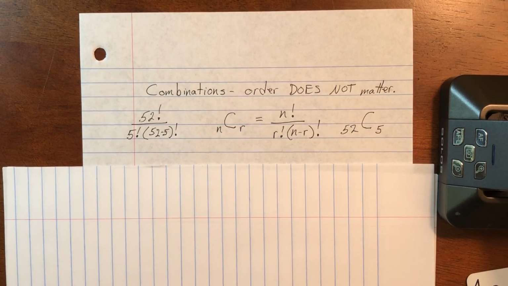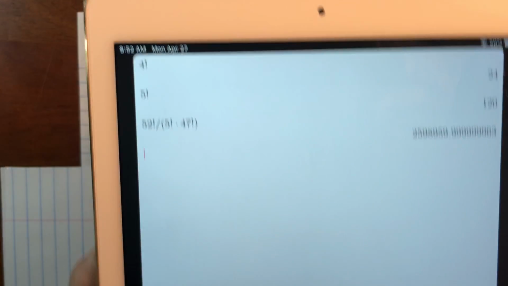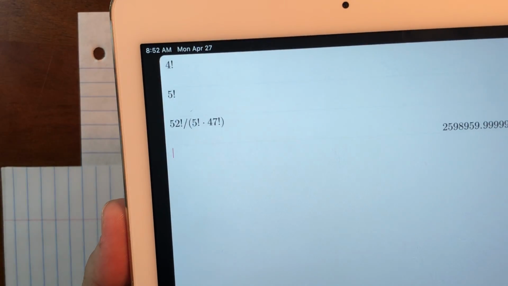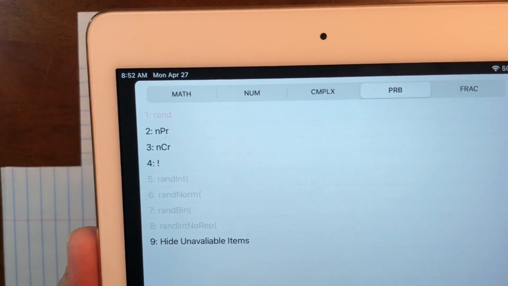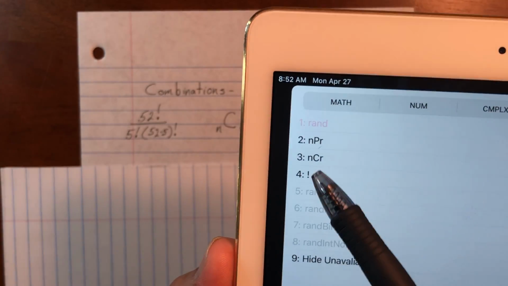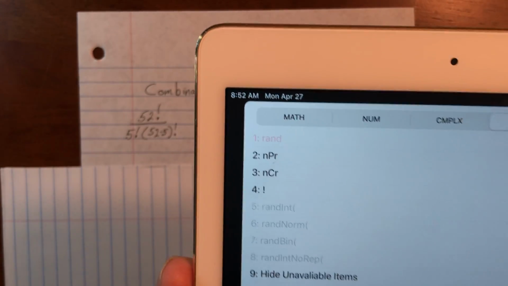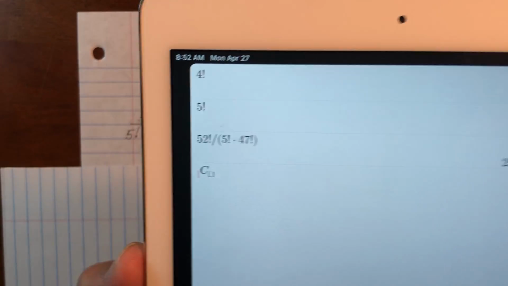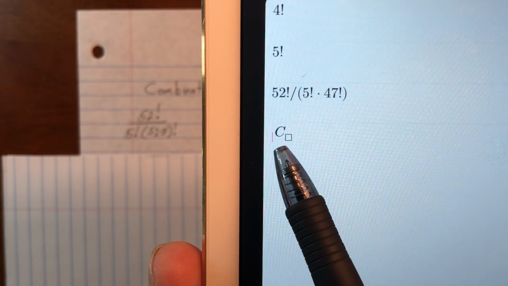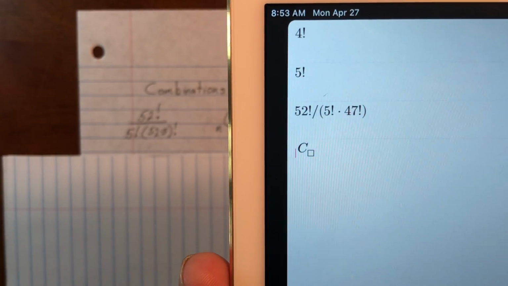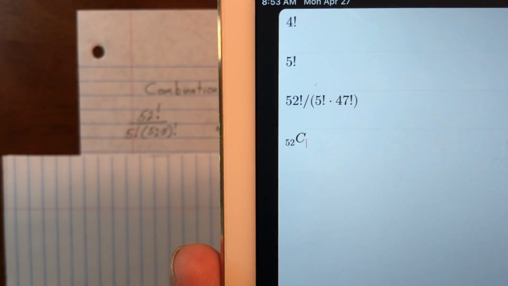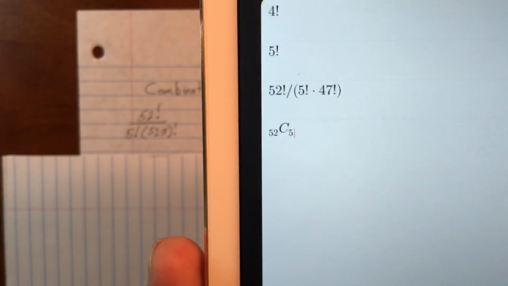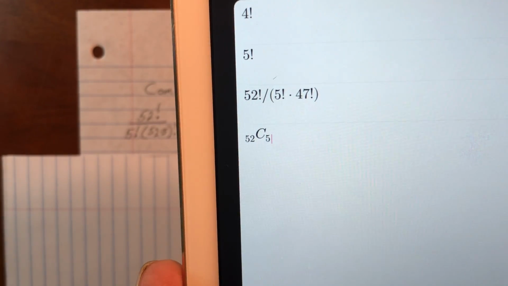Okay? Wait, why are you yelling at the computer? You saw what? Where? Here? Math? Aha, wait a minute. N choose R, there it is. Can our calculator do this automatically? Well, let's try. Let's choose choice 3. It puts the C there and it puts the cursor right there. So let's try 52 and we'll use the right arrow key and let's put the 5 right there.